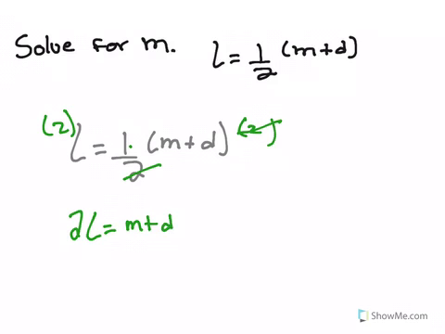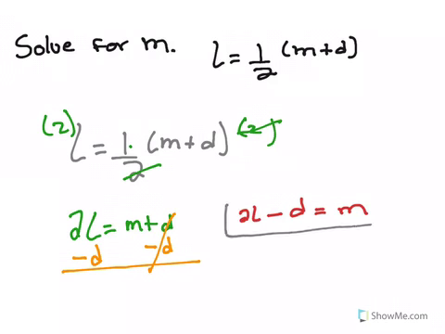So I'm solving for m. This m and the d are adding. Opposite of addition is subtraction, so I'm going to subtract d to both sides. Cancels. I am left with 2L minus d equals m. And that is your new equation.